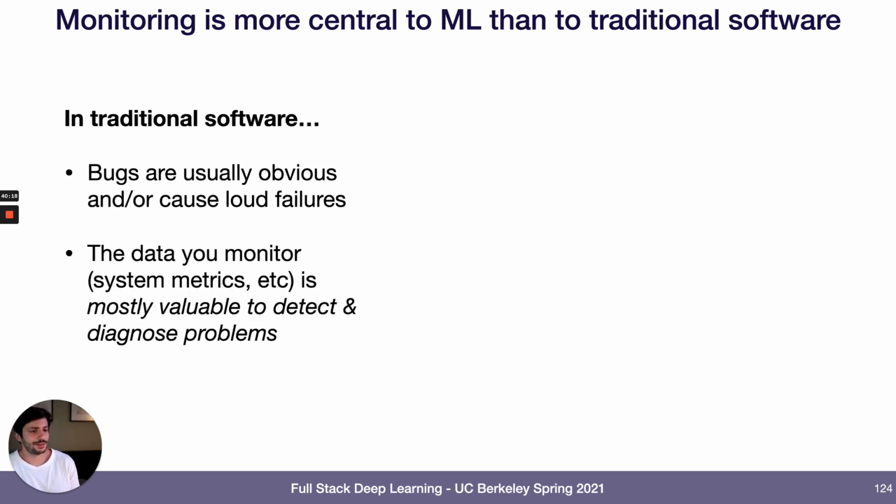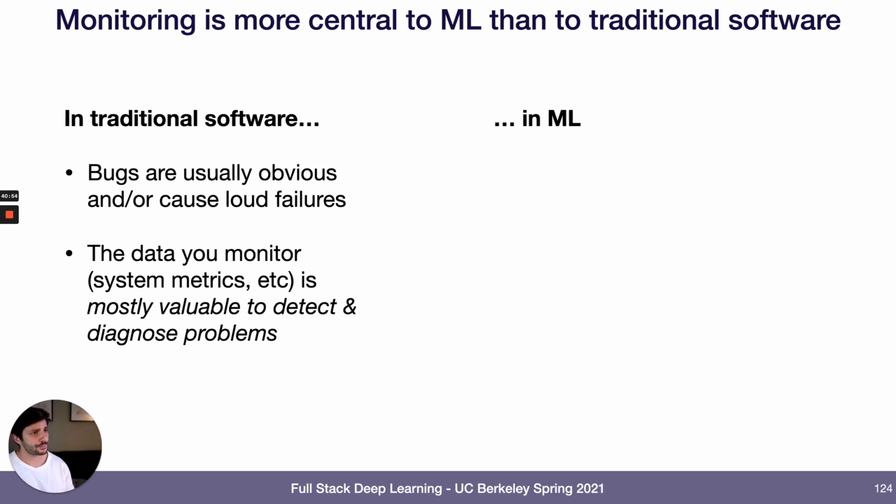And the data that you put into a monitoring system in a traditional software system is things like system metrics, CPU utilization, request latency, things like that. In the traditional software world, you think of these things as data that's primarily useful just to detect and diagnose problems with your system. So if your system is performing well, fundamentally you don't really care that much about what the request latency was a month ago or what the distribution of request latencies was. It's data that you only really need when something's going wrong.